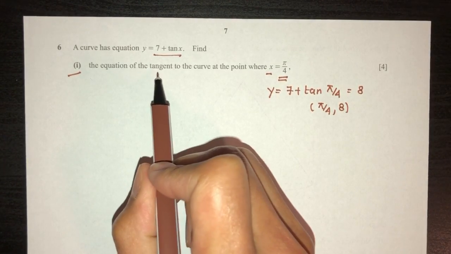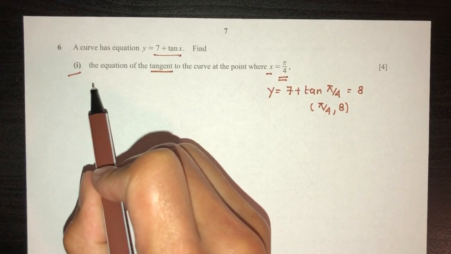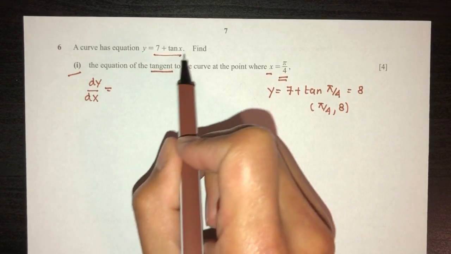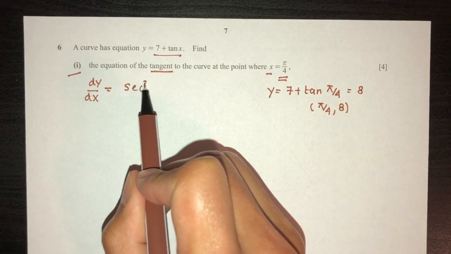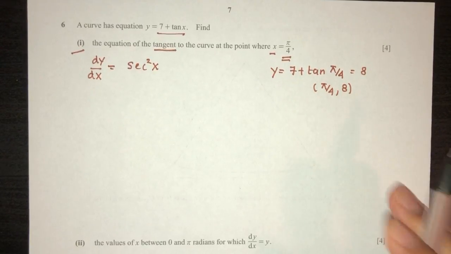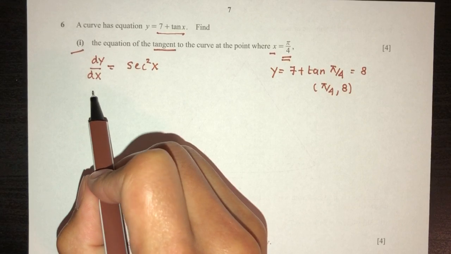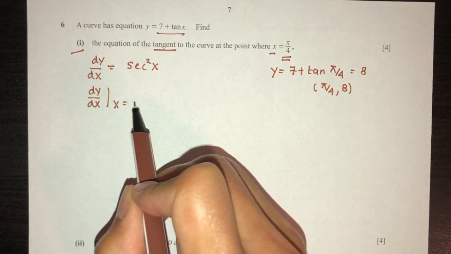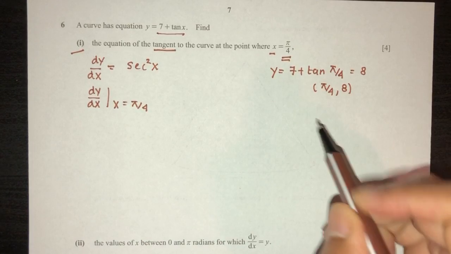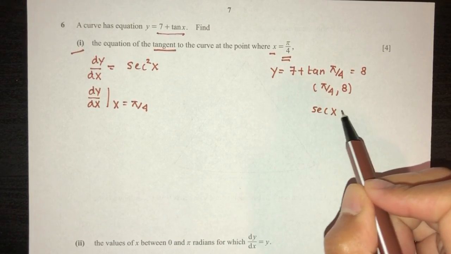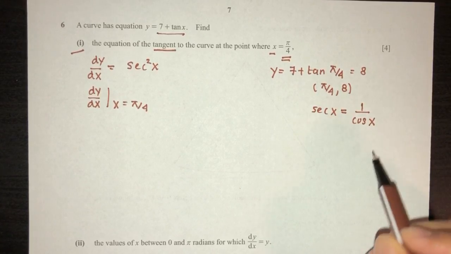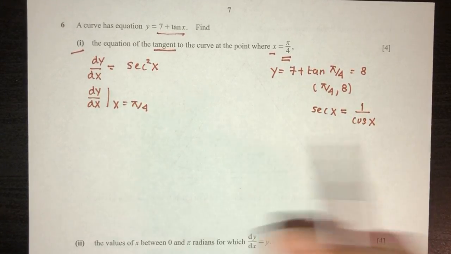Now, to find the gradient of the tangent, we have to use dy by dx. dy by dx of this will become sec squared x. Now, let's find the gradient at the point. So dy by dx at x equal to pi by 4. Now, what is sec x? It is equal to 1 over cos x. So what is cos of 45? Let's find the value.